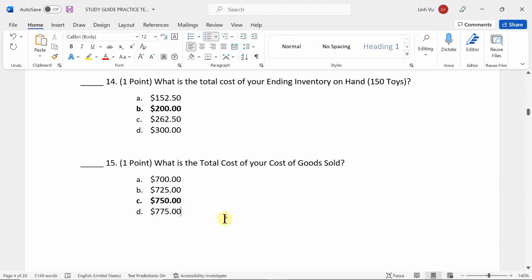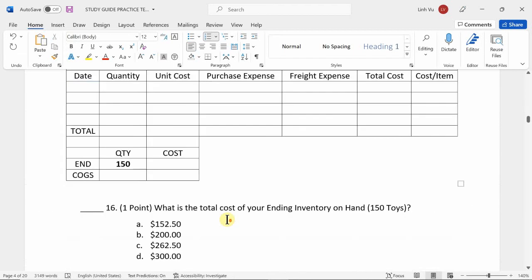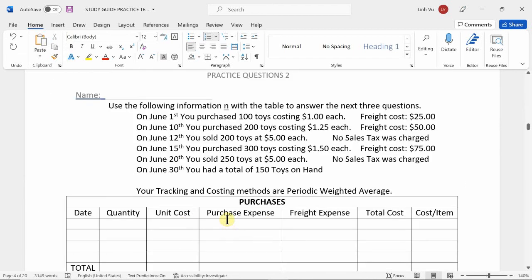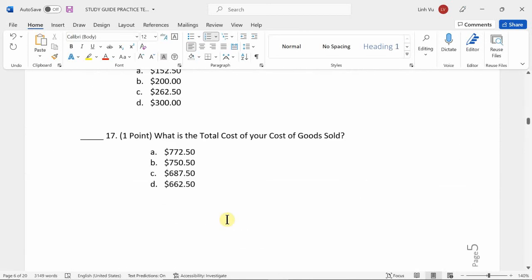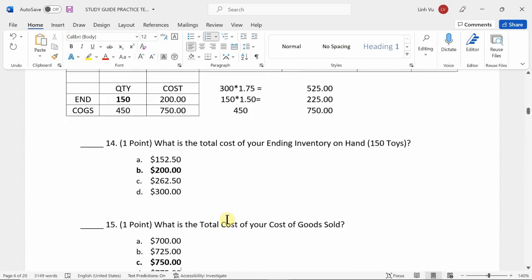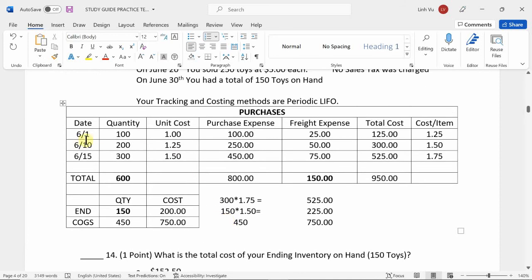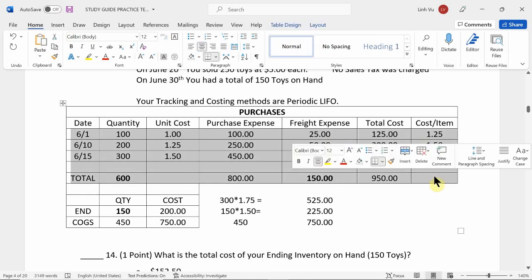So I can test you on all three methods. Here you go. In this case they're all the same, so I'm just going to copy and paste it over. But of course the calculations are going to be different.